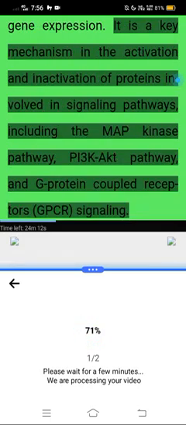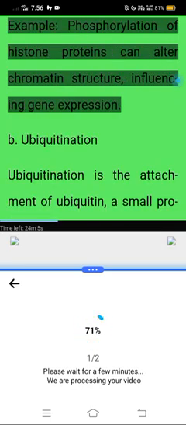It is a key mechanism in the activation and inactivation of proteins involved in signaling pathways, including the MAP kinase pathway, PI3K-AKT pathway, and G-protein-coupled receptor (GPCR) signaling. Example: phosphorylation of histone proteins can alter chromatin structure, influencing gene expression.